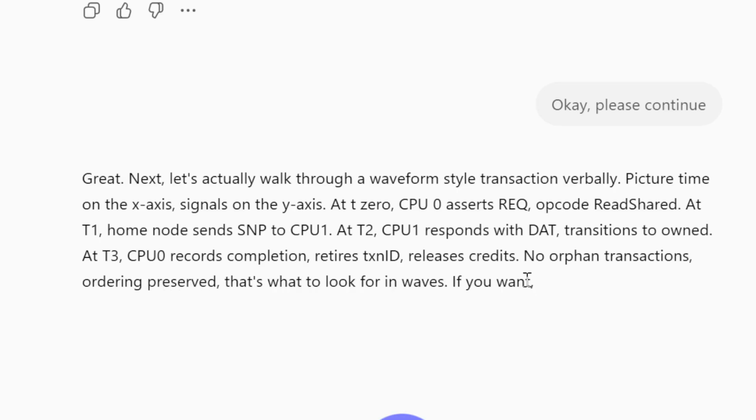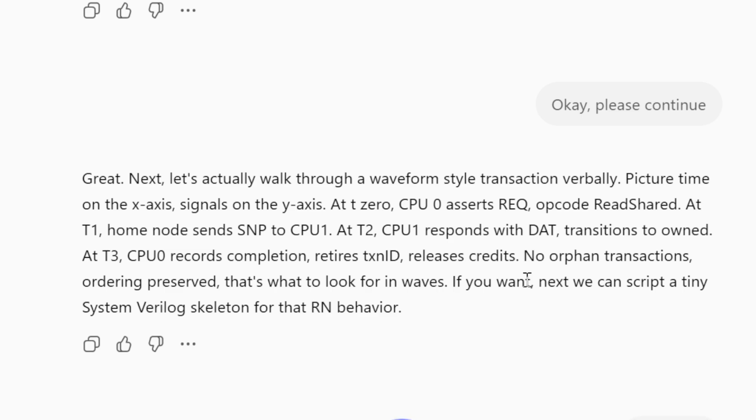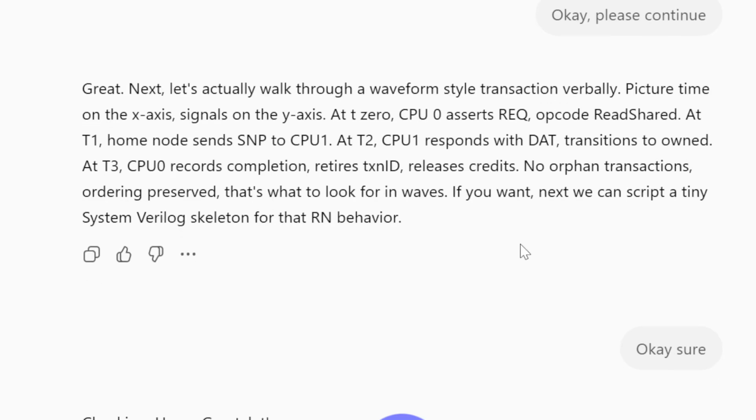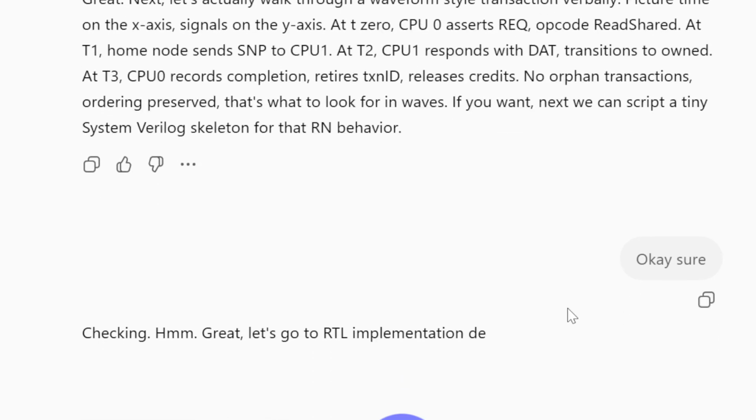If you want, next, we can script a tiny SystemVerilog skeleton for that RN behavior. Okay, sure. Great, let's go to RTL implementation details.